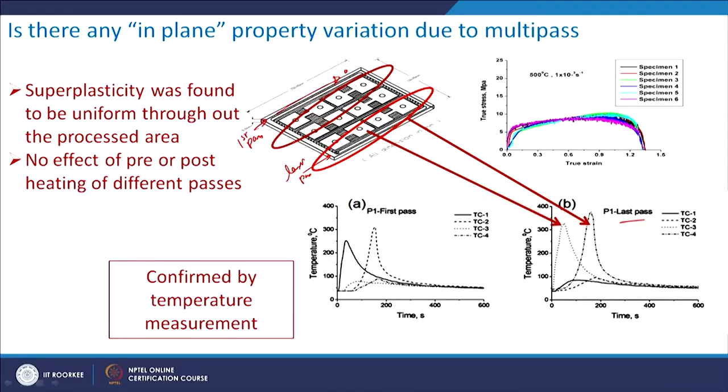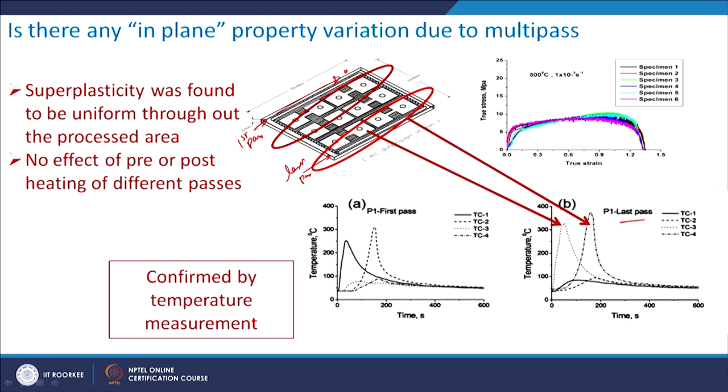To confirm it more, what we did is we took samples of a large processed material from different locations. These are the deformed samples, specimen 1, 2, 3, 4, 5, 6, and you can see in all the cases the deformation is very similar.